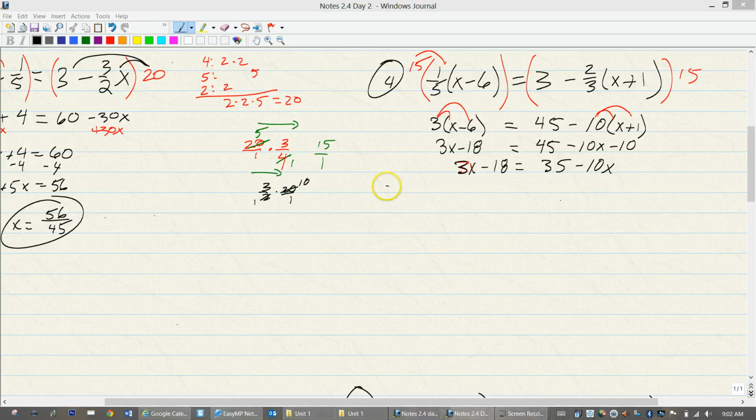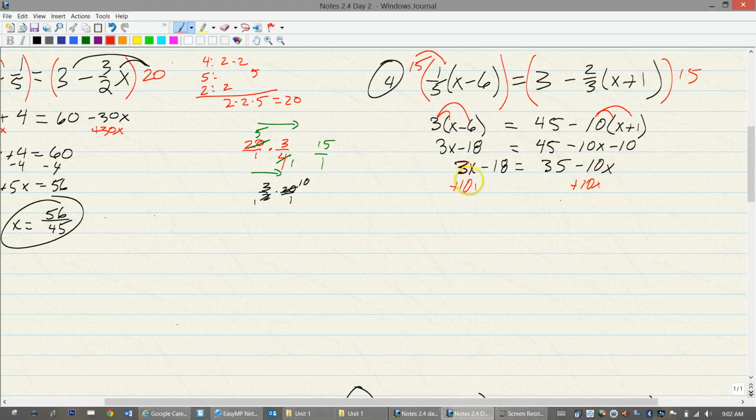Okay, so let's combine the like terms. Let's get the variables on one side. You want to bring them to the left again? Plus 10x, plus 10x. Which would be 13x minus 18 equals 35. And then we're going to add 18, right? That's an 18. So it's 13x equals 53.